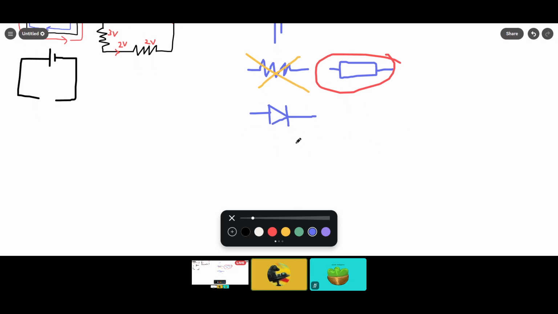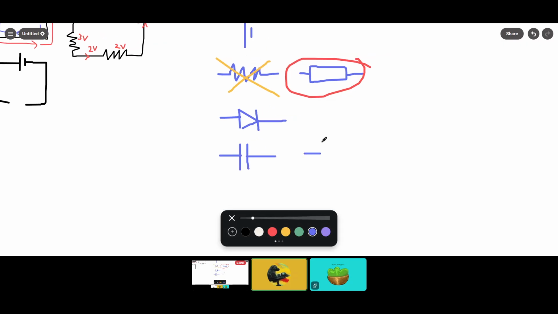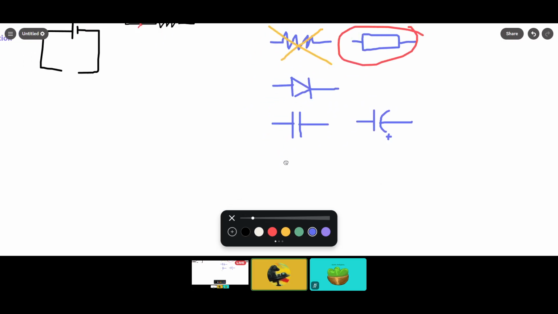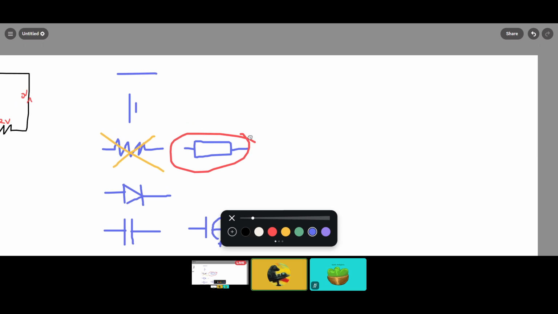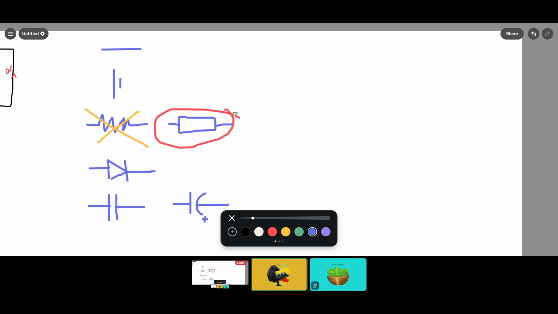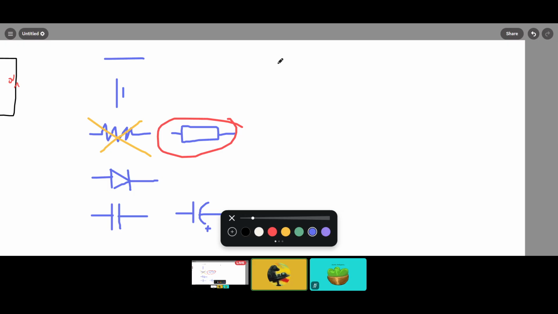Next is the capacitor. There are two versions, the polarized and the non-polarized. So it's like this. Then what else do we have? Oh, we have our switches and buttons. So the switch is like this.